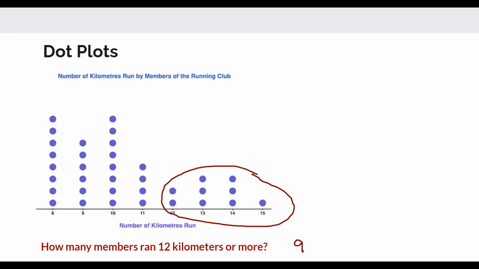All right, that wraps it up for the different kind of graphs that we were going to talk about. Now it's time for some practice on your own.